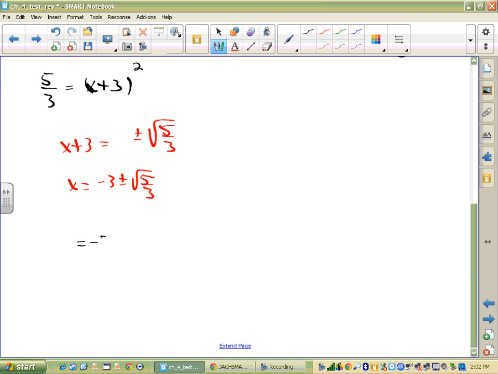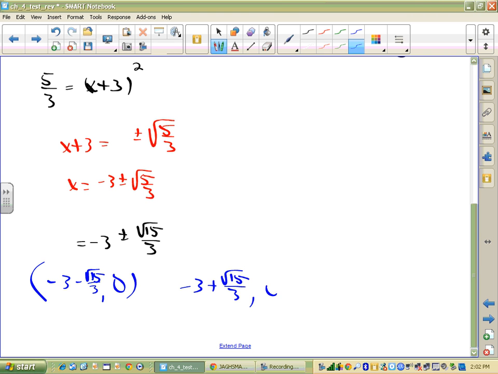So this is negative 3 plus or minus rad 15 over 3. So it's going to say, what are the coordinates of the real x-intercepts? So the coordinates would be negative 3 minus rad 15 over 3, comma 0, and negative 3 plus rad 15 over 3, comma 0. The one on the test works out a little bit nicer than that, but yeah, that's a pretty miserable question.